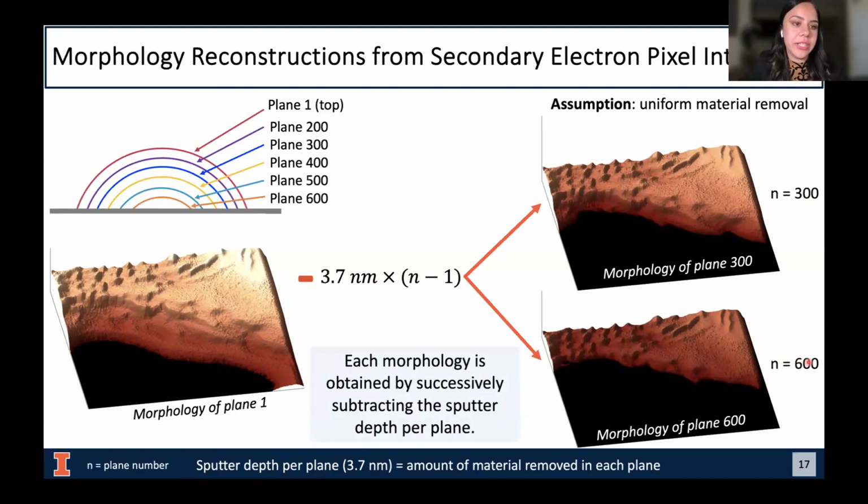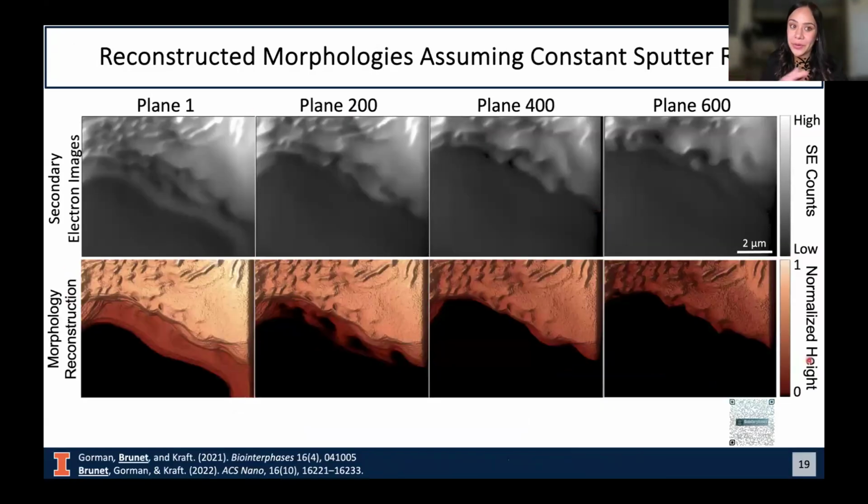Okay, so now that we have our morphologies, we need to assess whether they are correct or not. So that's the next step that we did. We performed this by comparing the surface features on our morphology reconstructions to the surface features seen in the secondary electron images. Okay, so let's just quickly do this comparison. Let's start with plane 1. On plane 1, we see that this cell has a couple of ridges, we can see here. And we also see that our morphology reconstruction does capture those ridges, as well as the basic shape of the cell. We were able to capture it. So this good agreement suggests that this strategy produces an accurate morphology reconstruction for plane 1.